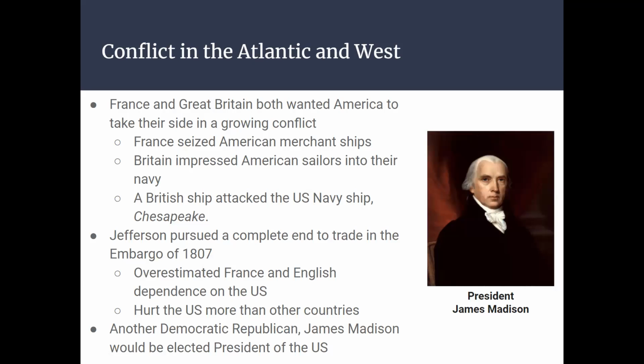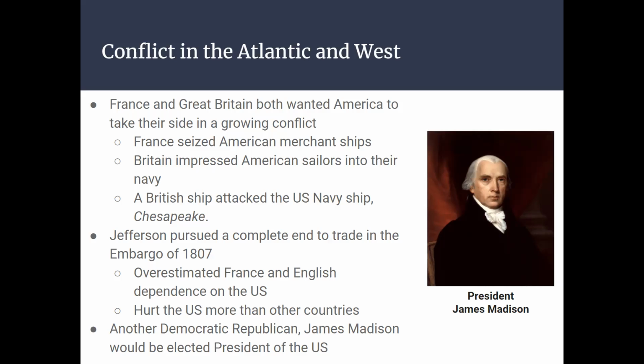Meanwhile, France and Great Britain are still in conflict with each other. What else is new? And they both want America to take their side. Both France and Britain are hurting American ships. France starts taking over our ships. Great Britain starts basically impressing or kidnapping American sailors. They kidnap them and make them work on their Navy ships. And then a British ship attacks a U.S. naval ship called the Chesapeake. This is the Chesapeake Affair.